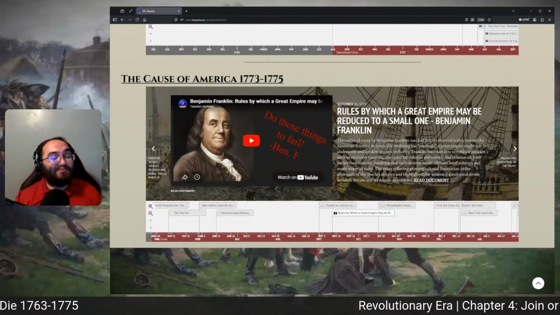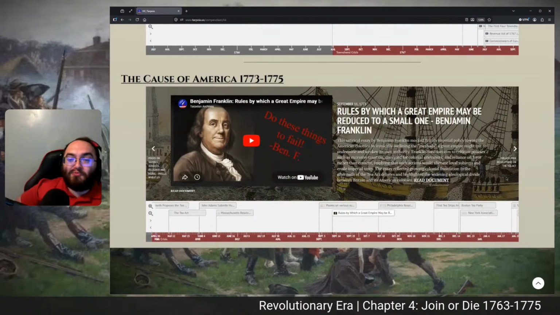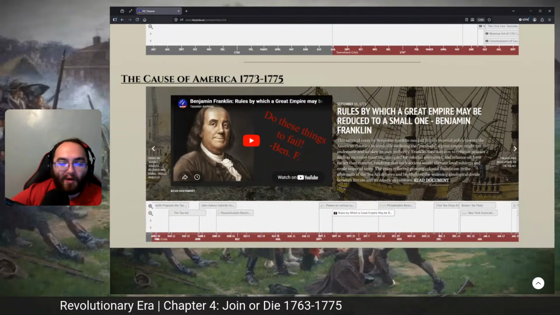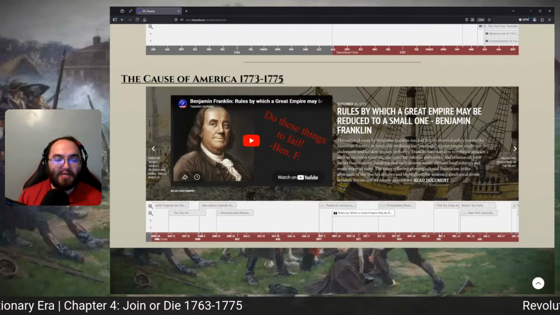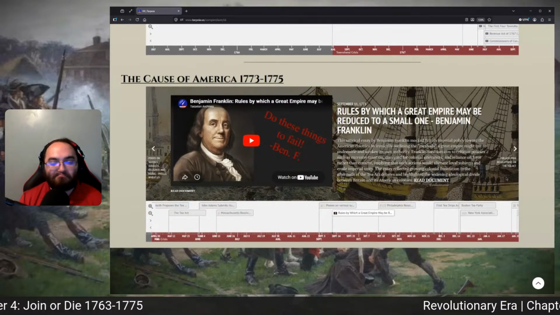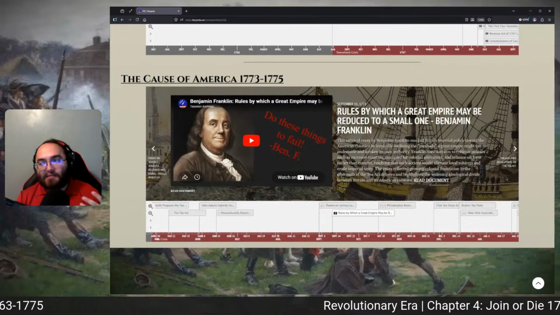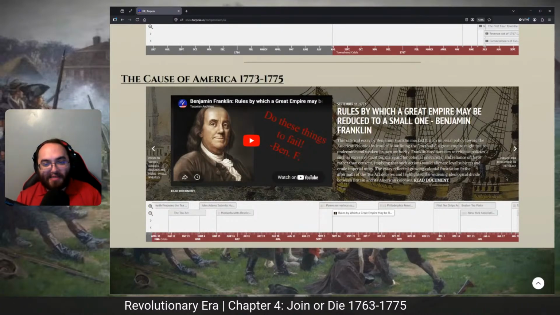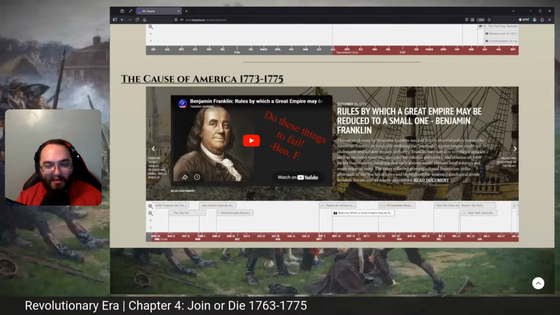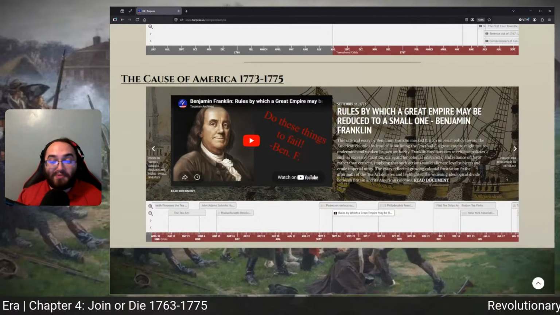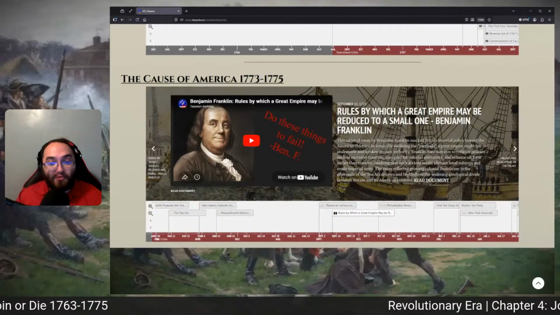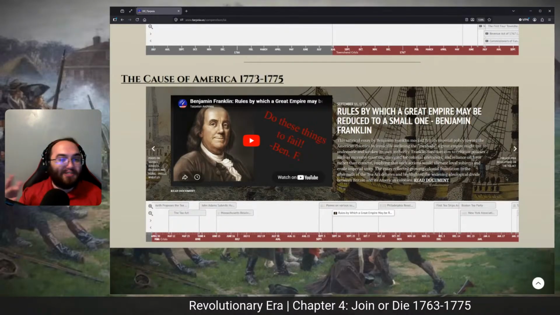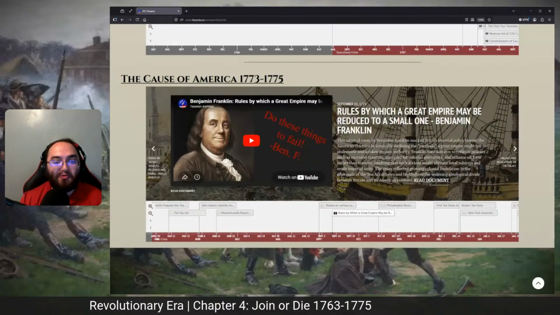Here's a good Prime Minister's document. Rules by which a great empire may be reduced to a small one. This is a satirical piece written by Benjamin Franklin, and it's satire because he's giving rules, but all the rules are like terrible rules to follow, and so it's like they're great rules if you want to ruin your own country, your own empire. And so, do these 20 things if you want to destroy your own empire.